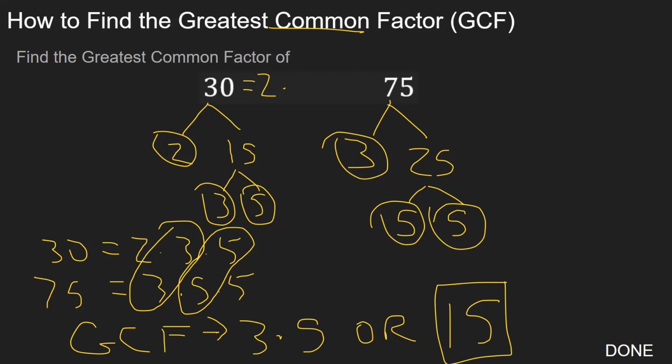Okay, now as a sidebar, if you do this and they have no common factors, that means the two numbers are what we would call relatively prime. The numbers themselves may not be prime, but they don't contain any common factors.